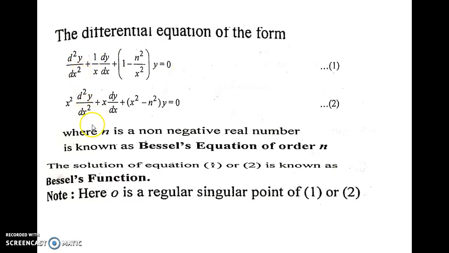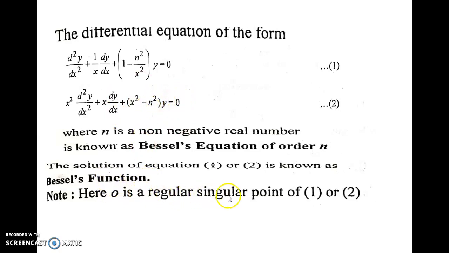As we have already done in case 1 of the Frobenius method, we solved the Bessel's differential equation of order n. You have to keep in mind the statement of the Bessel's equation, that is x square d2y by dx square plus x dy by dx plus (x square minus n square) y is equal to 0. The solution of equation 1 or 2 is known as the Bessel's function. So what is Bessel's function? The solution of Bessel's equation of order n is called the Bessel's function.